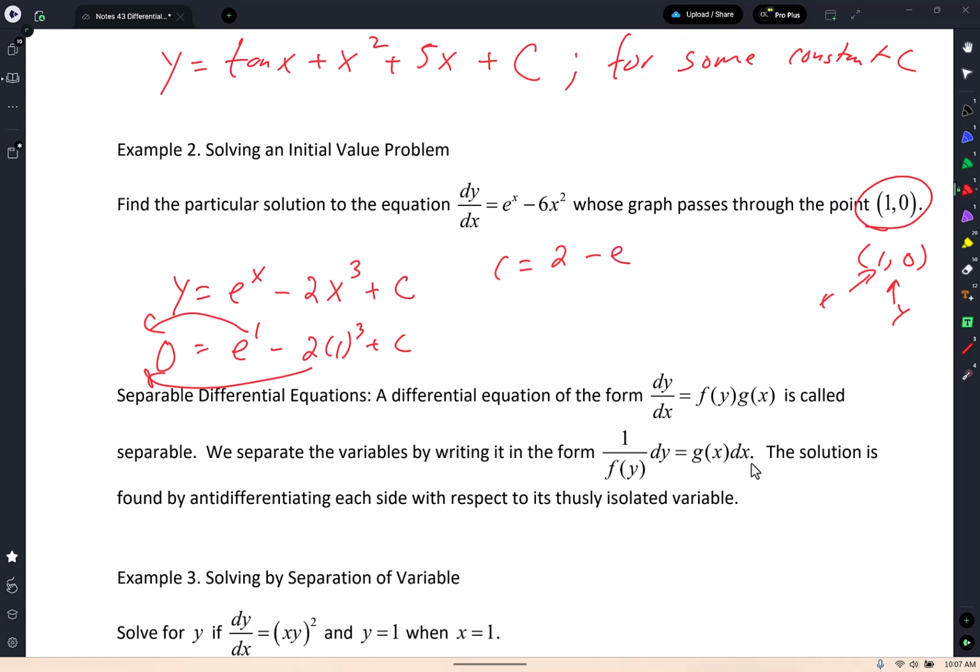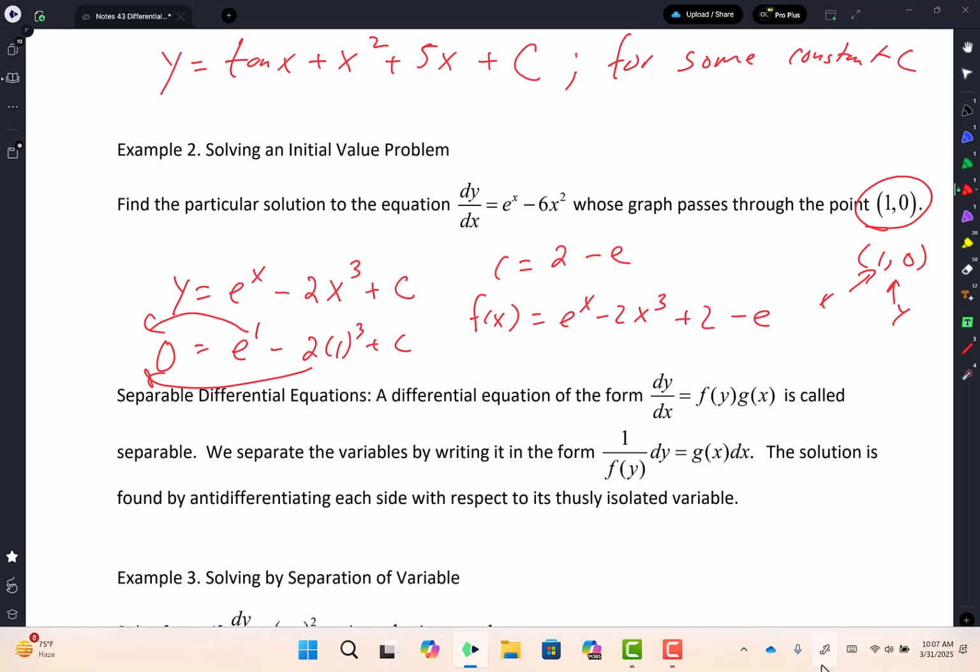So what is my equation? My specific equation is y equals e to the x minus 2x cubed plus 2 minus e. If I take the derivative of this, yes, I do get e to the x minus 6x squared. And there it is. That's it, guys. Cool or not cool? Okay.